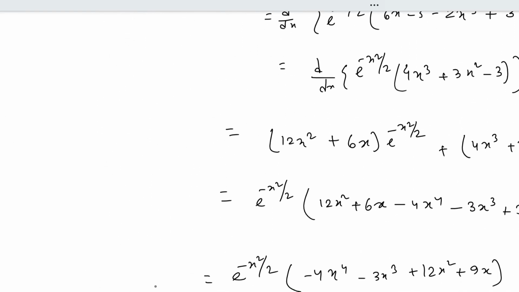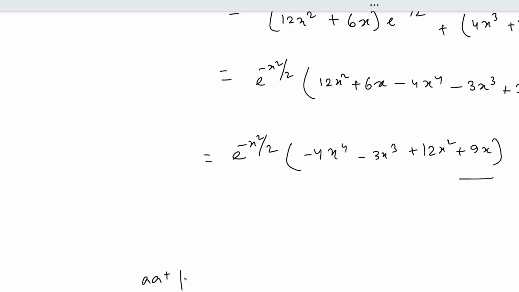So a dagger on psi, when all the derivatives and x functions are done, we'll be having half into 16x cube minus 24x, e to the power of minus x squared by 2, which is like half into 8 times 2x cube minus 3x, e to the power of minus x squared by 2. So this is 4 times 2x cube minus 3x, e to the power minus x squared by 2.